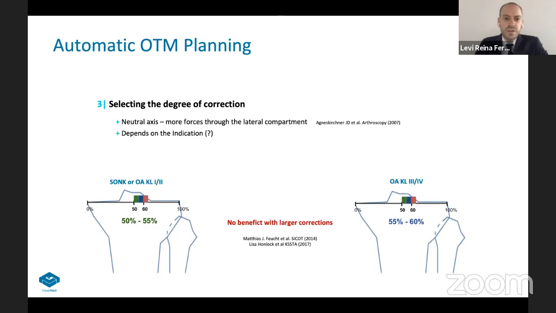We know that with a neutral axis, there are already more forces going through the lateral compartment, and some surgeons defend that the degree of correction should be adapted to the indication. So if you have a SONK or an osteoarthritis grade 1 or 2, maybe you don't need to go over 55%, for example. And if you have an osteoarthritis grade 3 or 4, maybe we can go up to 60 or 62%. It seems there are some papers showing that there is no benefit with larger corrections. So what we give here is the decision of where you want the new weight-bearing line to go through, okay?